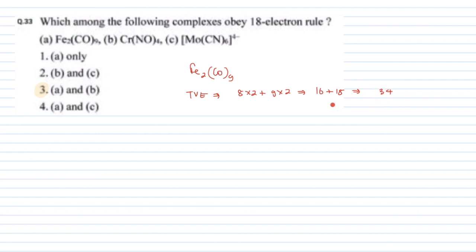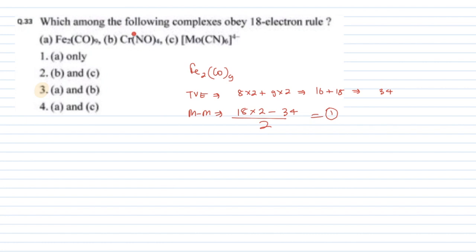So how many metal bonds are you going to get over here? 2 metal bonds, right? Because of how we calculate the metal bond: 18 into n, that is 2, minus 34, divided by 2. So 36 minus 34 divided by 2 is going to give you 1. So 1 metal bond between them.